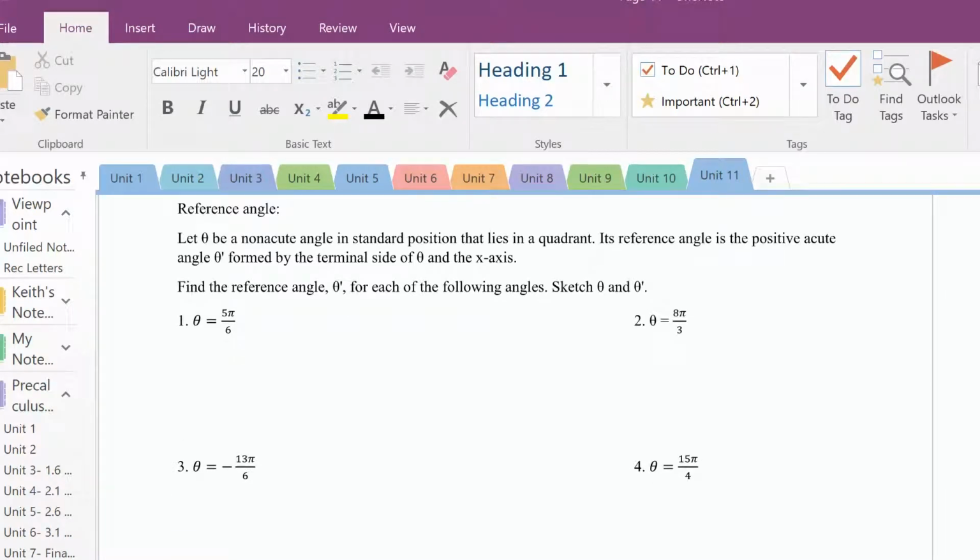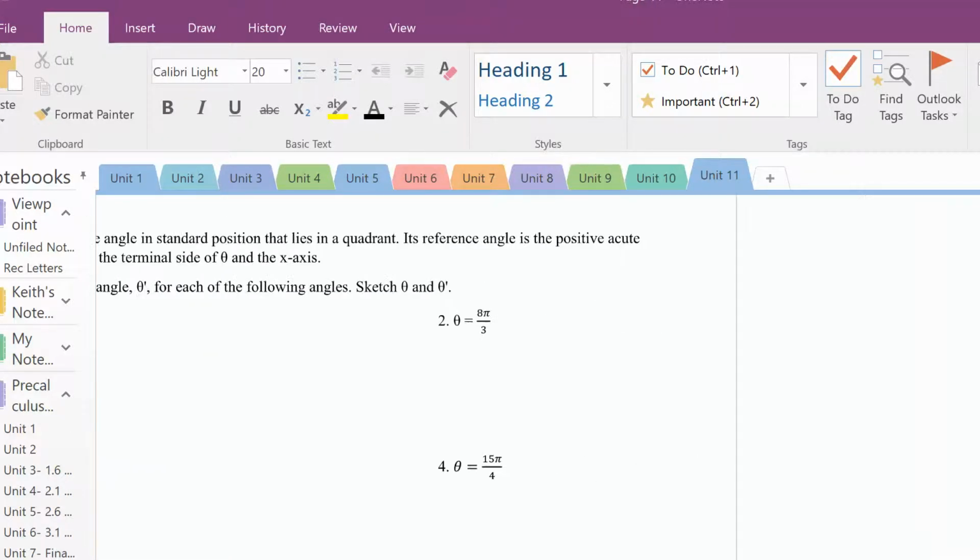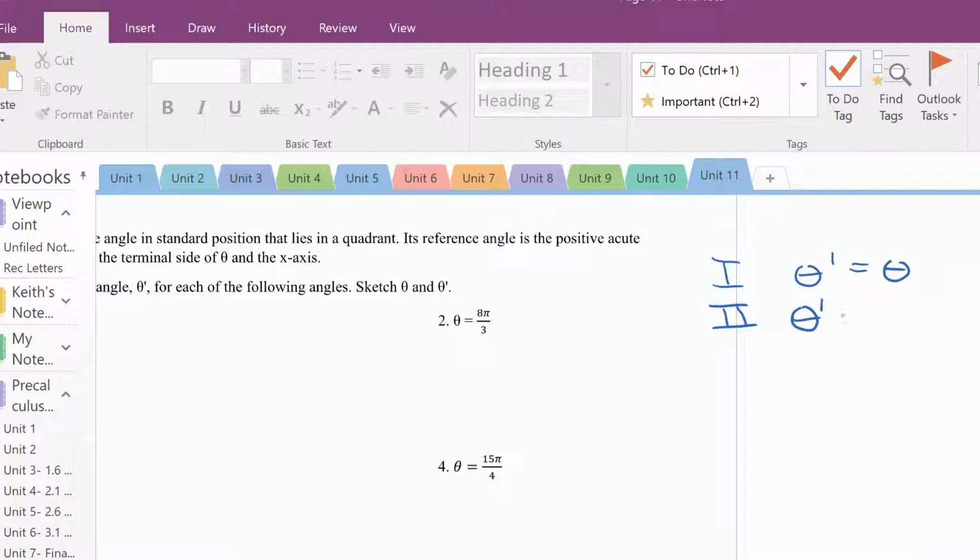So to find a reference angle, remember the rules apply the same as they did for degrees. If it's in the first quadrant, the reference angle is equal to the actual angle. In the second quadrant, the reference angle is equal to 180, which in radians is pi, minus the angle. In the third quadrant, the reference angle is equal to the angle minus pi. And in the fourth quadrant, the reference angle is equal to 2 pi minus the angle. So those rules apply just like they did for degrees.